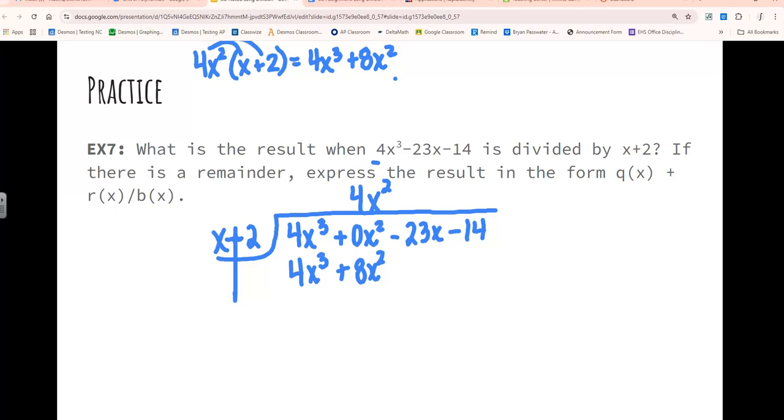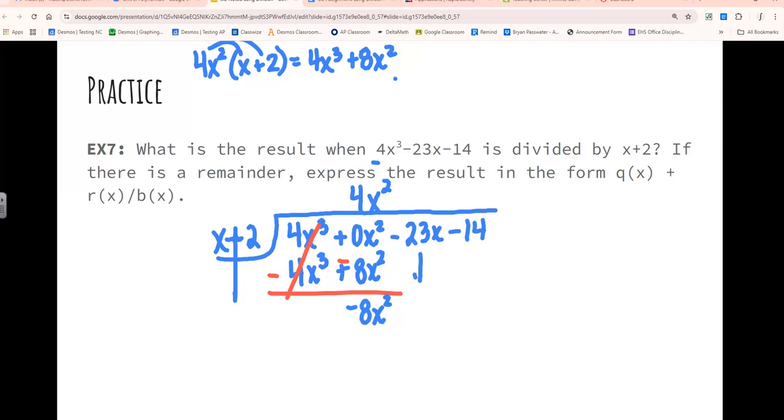All right, after we multiply, what do we do? Subtract. So subtract here, subtract here. This will cancel as it should. If it doesn't, you did something wrong. And then right here, we're going to get negative 8x squared. So we divide, multiply, subtract. What comes next?